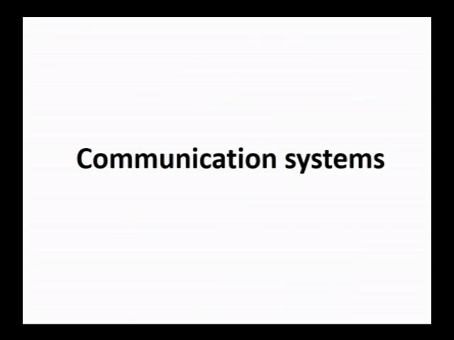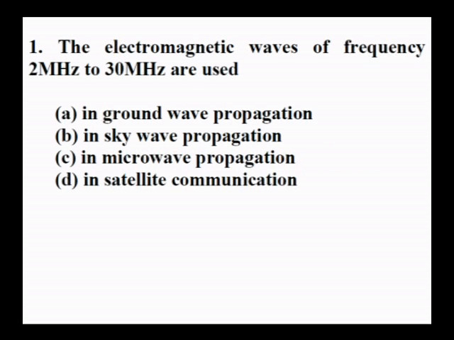Now coming to the next topic, communication. Few questions are here. The electromagnetic waves of frequency 2 megahertz to 30 megahertz are used... Now since this is more than 2 megahertz, it cannot be ground wave propagation, this is ruled out, and 2 to 30 megahertz will be used in skywave propagation, you can go for it. Microwave and satellite, they go for the gigahertz range, much higher than that.